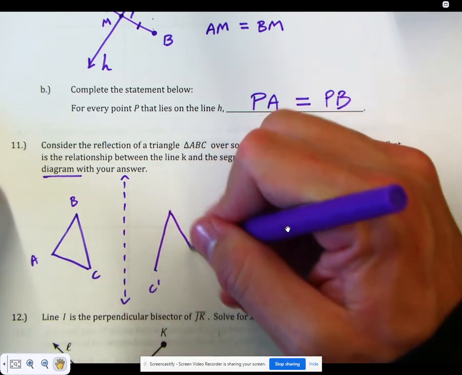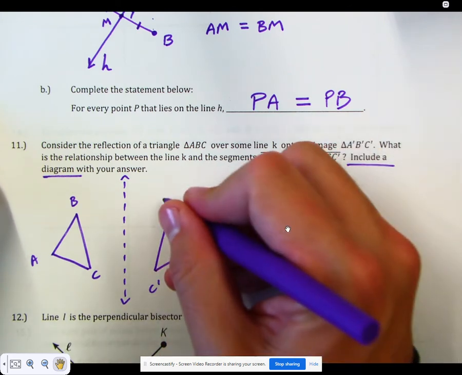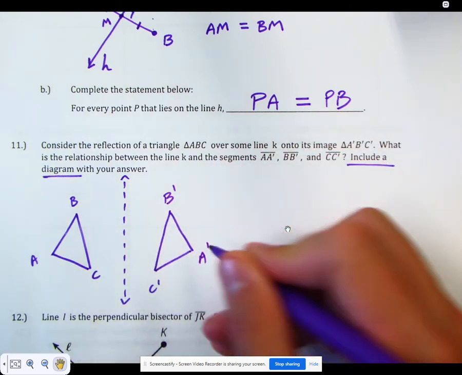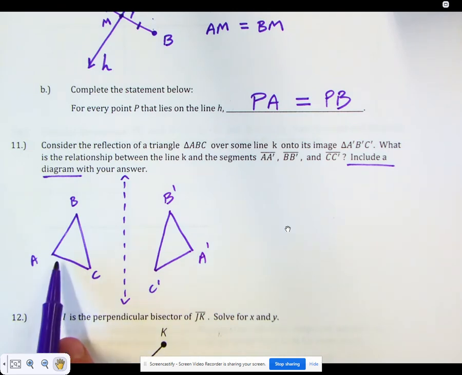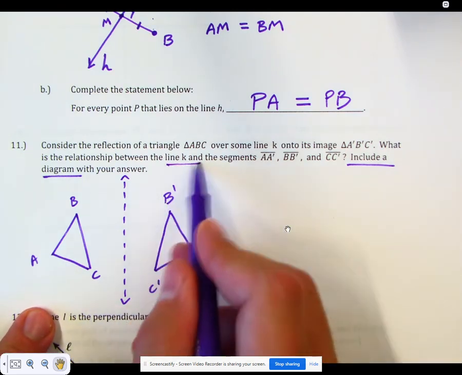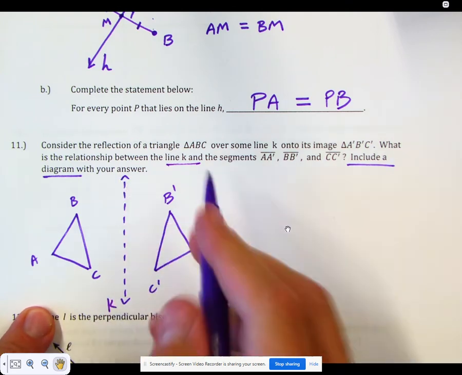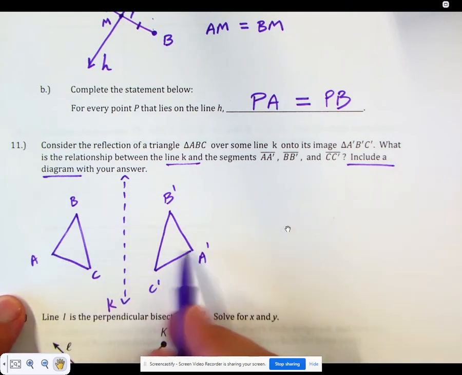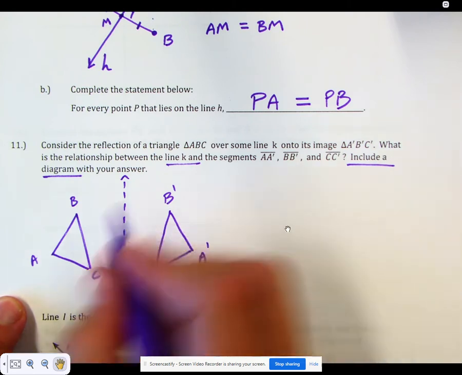Just try your best to draw a decent diagram. It doesn't have to be perfect. So there it is reflected over. It says, what is the relationship between the line K, so this is the line K, and the segments A to A prime, B to B prime, and C to C prime? So look at those segments there.